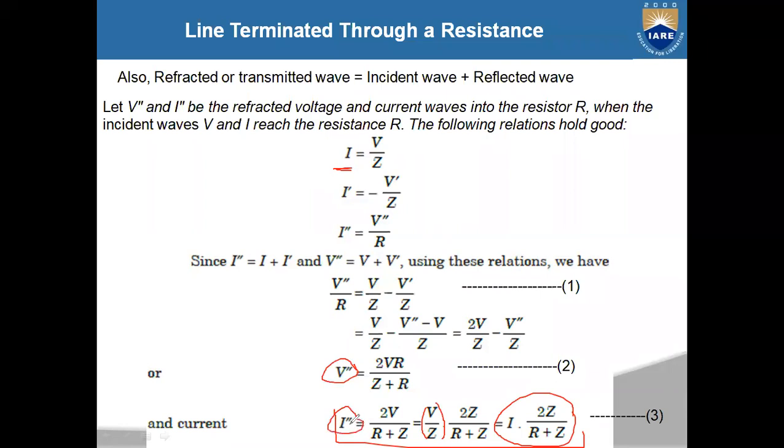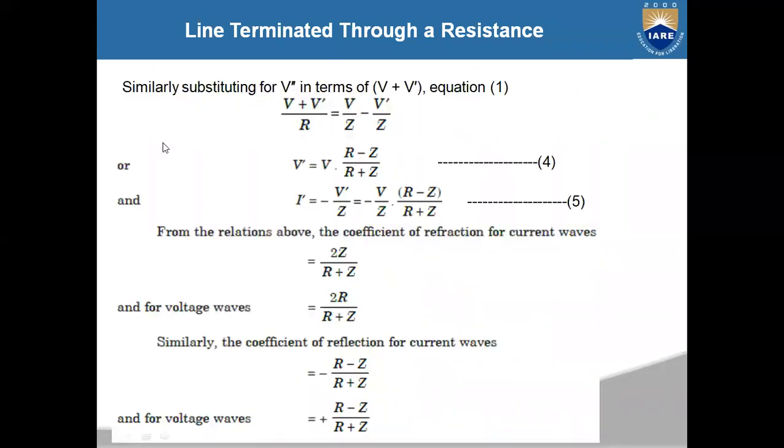V double dash and I double dash are called the transmitted voltage and current waves. This is the transmitted voltage wave and this is the transmitted current wave. You can also call these the refracted voltage wave and refracted current wave. Equations 2 and 3 are the refracted or transmitted voltage wave and current wave. Now let us see the reflection voltage and current waves.